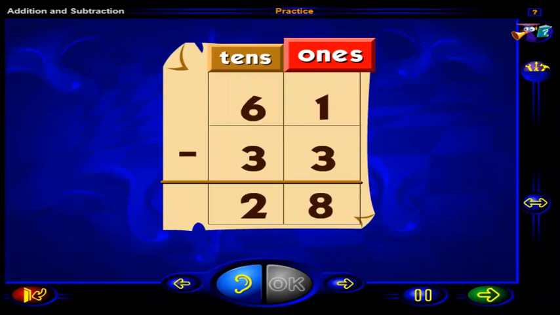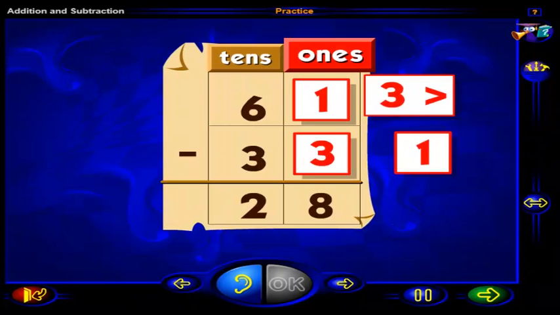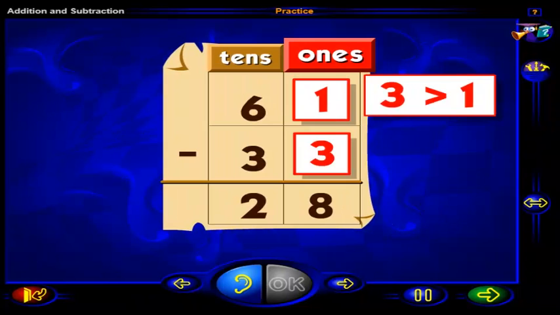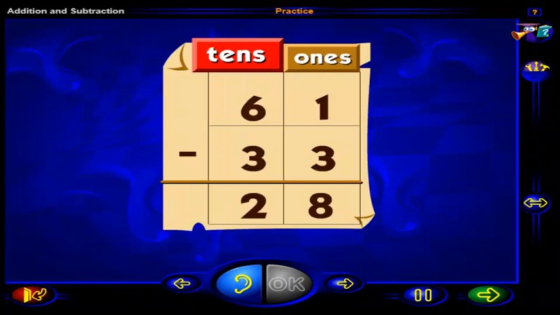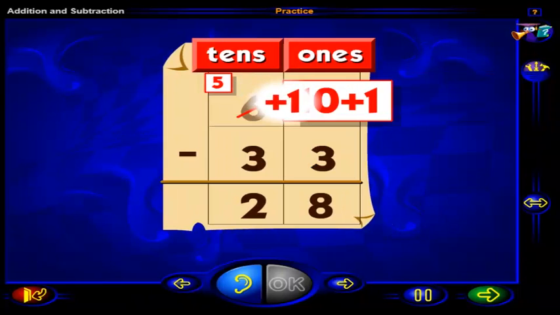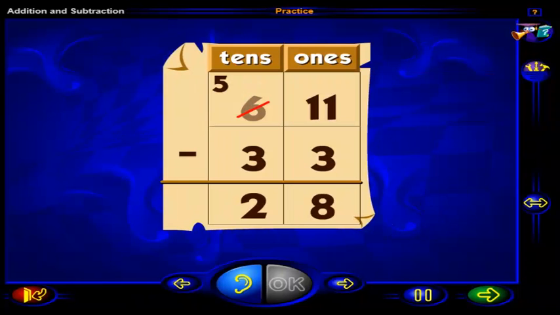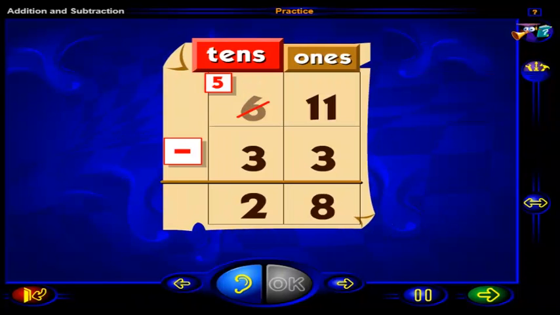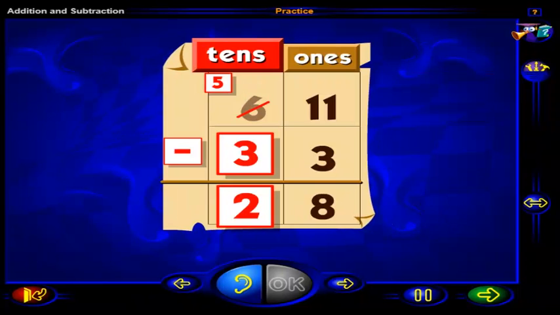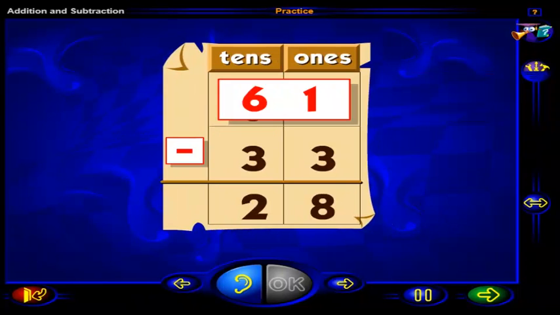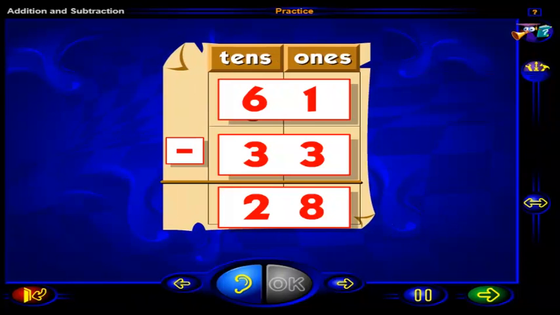Looking at the ones place first, 3 is greater than 1. So we need to regroup from the tens place. We can rewrite 6 tens as 5 tens plus 1 10, and regroup 1 10 as 10 ones. 10 plus 1 is 11, and 11 minus 3 is 8. Subtracting in the tens place, 5 minus 3 is 2. So, 61 minus 33 is 28.